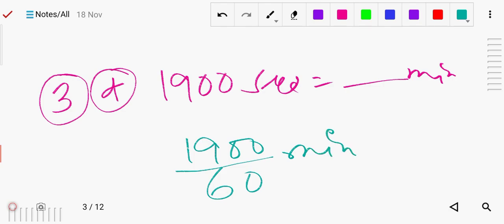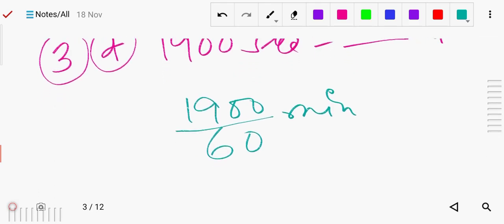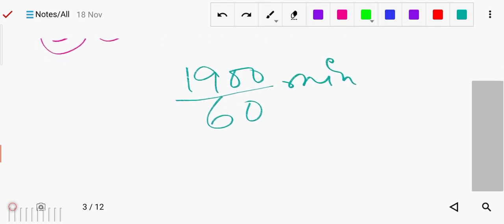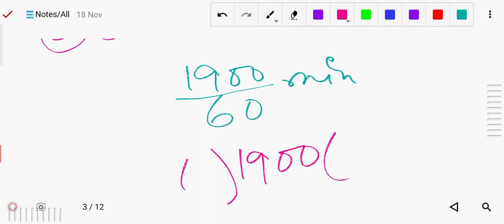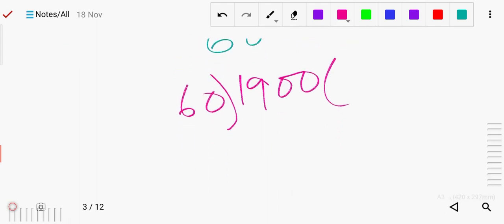Now here is the most important thing that you should know. First of all, you don't cut it. You have to notice that this 1900 by 60 in front of you, you should not cross-cancel it, meaning you should not simplify it, like we cancelled the 0 or divided by 2. You should not do that. If you do that, then what will happen, I will also tell you. What you have to do is simply divide it directly. Okay, so you will divide 1900 by 60 like this.